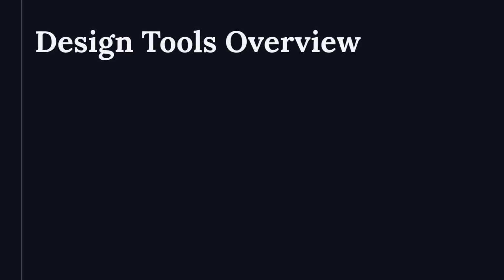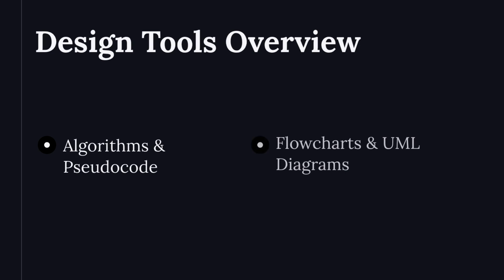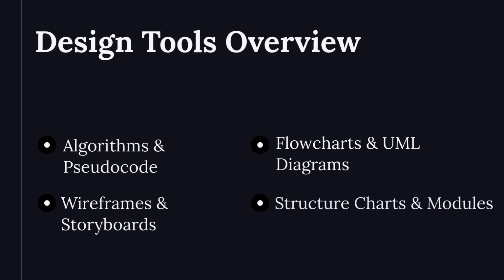Design tools include algorithms, pseudocode, and flowcharts. UML diagrams model system structure and behavior. Wireframes and storyboards plan user interfaces. Structure charts show module relationships. These tools help in planning and visualizing software design.